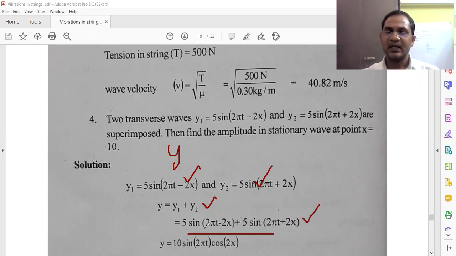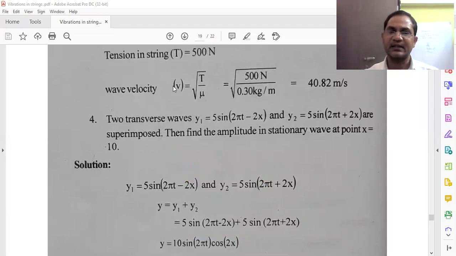This is the sine (A minus B) form, and the second term is the sine (A plus B) form. Sine (A minus B) is sine A cos B minus cos A sine B. Sine (A plus B) expansion is sine A cos B plus cos A sine B. So you expand and simplify, and you will get 10 sine of 2 pi t cos kx. Simple.